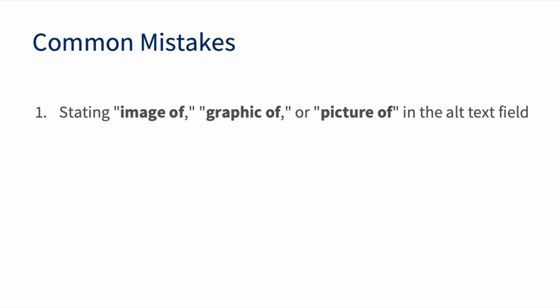Common mistakes: stating image of, graphic of, or picture of in the alt text field. Assistive technologies will announce if the object is an image, so including this information is redundant and not necessary. If the image medium is an important aspect, such as a photograph or an oil painting, then the medium should be included. Adding the file extension, such as JPEG or PNG, to the alt text description.